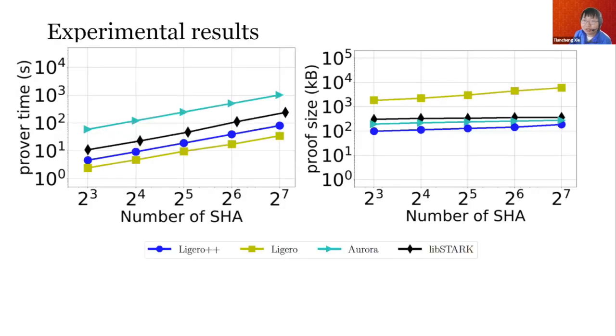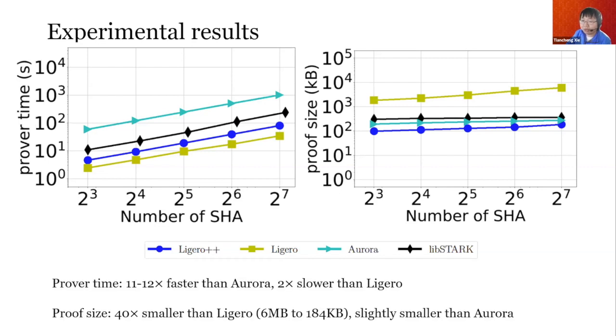And actually, here is an experimental result. The yellow line is Ligero implemented by us. The blue line is Ligero++. And we are actually slower than Ligero because we do extra work in the inner product. But the proof size is much better than Ligero. Actually, it's 40 times smaller than Ligero. And our prover time is just 2 times slower than Ligero. And it's actually faster than the current open source implementation in Imperial state.